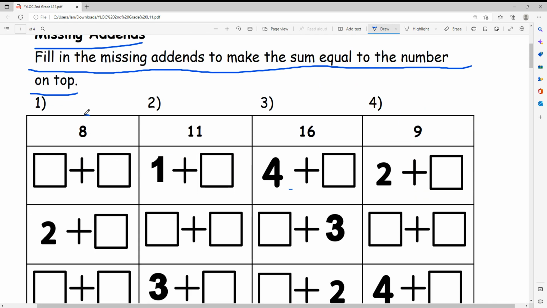Number 1 is 8 right here. So we can choose any two numbers to equal 8. Let's do something simple. We can start with 4. And 4 plus something to equal 8, we just do another 4, because 4 plus 4 equals 8.